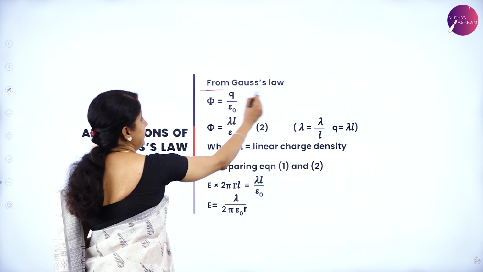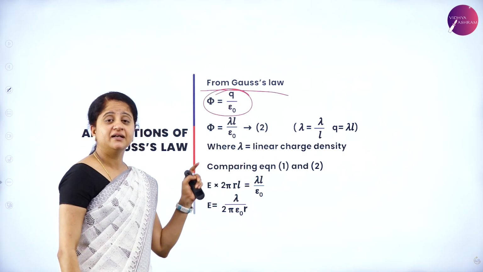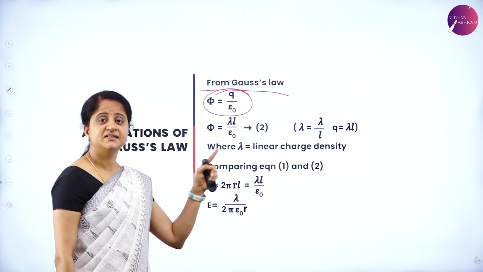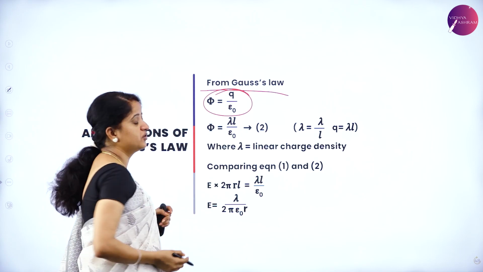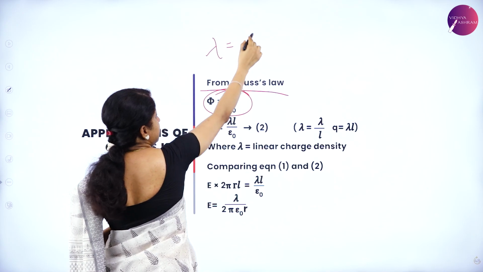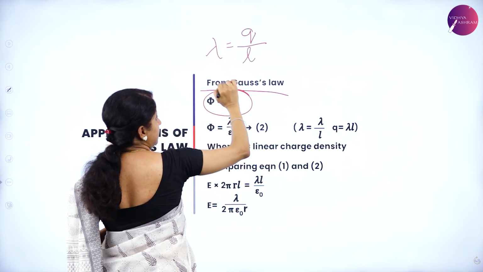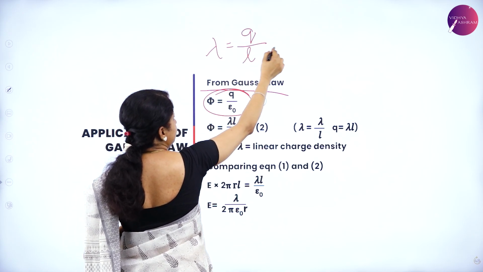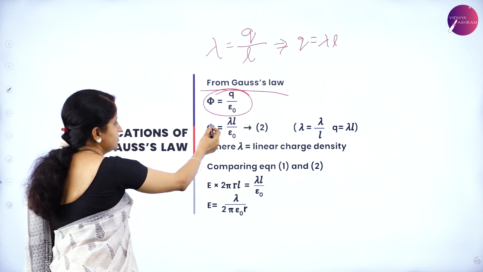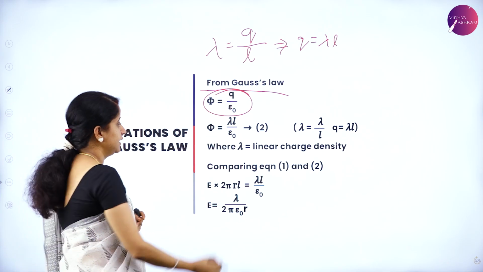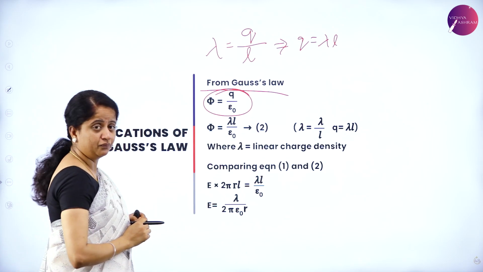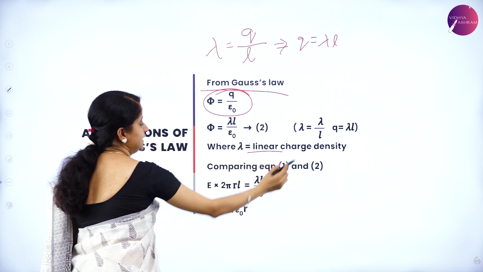Now from Gauss law, we know that the total electric flux passing through a closed surface is equal to 1 by epsilon naught times the charge enclosed by it, that is phi is equal to Q by epsilon naught. Now what is Q? We know the linear charge density is the amount of charge per unit length, so we can write Q is equal to lambda into L. In the place of Q, I am substituting lambda into L. So phi is equal to lambda L divided by epsilon naught. This is my equation 2, where lambda is the linear charge density.